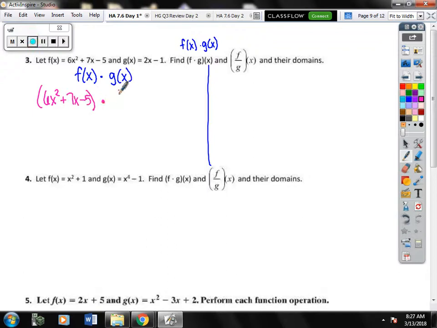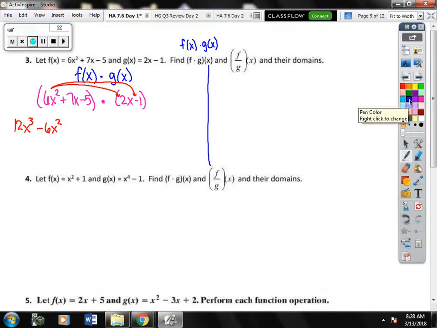G of x is a linear binomial. And we've done a lot of these throughout chapter 6, where we had to distribute a bunch of times, and you're going to have to do that. So start with the 6x squared. This needs distributed to both of the other terms. So that'll get me 12x cubed minus 6x squared.